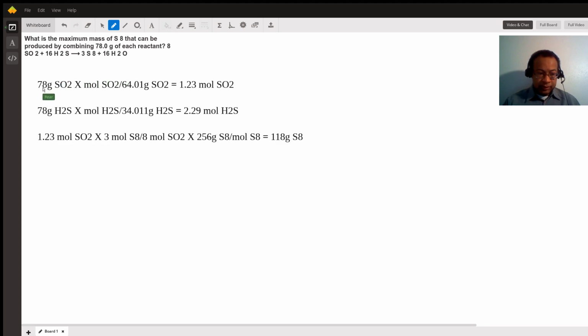So 78 grams of SO2 times moles of SO2, there are 64 grams of SO2 per mole of SO2. That'd give you 1.23 moles of SO2. 78 grams of H2S, for every mole of H2S you have 34.011 grams of H2S, which will give you 2.29 moles of H2S.